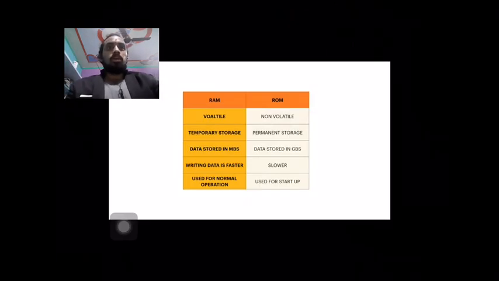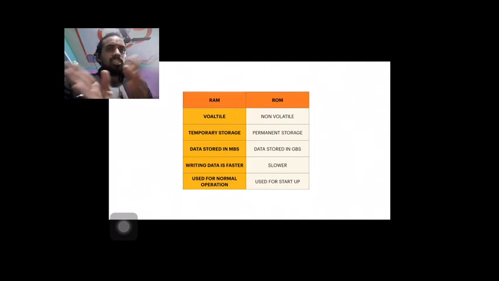Okay, again the same thing, just a revision. Differentiation between RAM and ROM. One is volatile, the other non-volatile. That means, again, you know that, right? Power, no power, doesn't matter. Then temporary storage, permanent storage. In this case, the data is stored in MBs. In this case, the data is stored in GBs. Writing to this takes a lot of time. In case of your ROM, this is faster. This is used for normal operation, and that is used to boot up your system or startup.